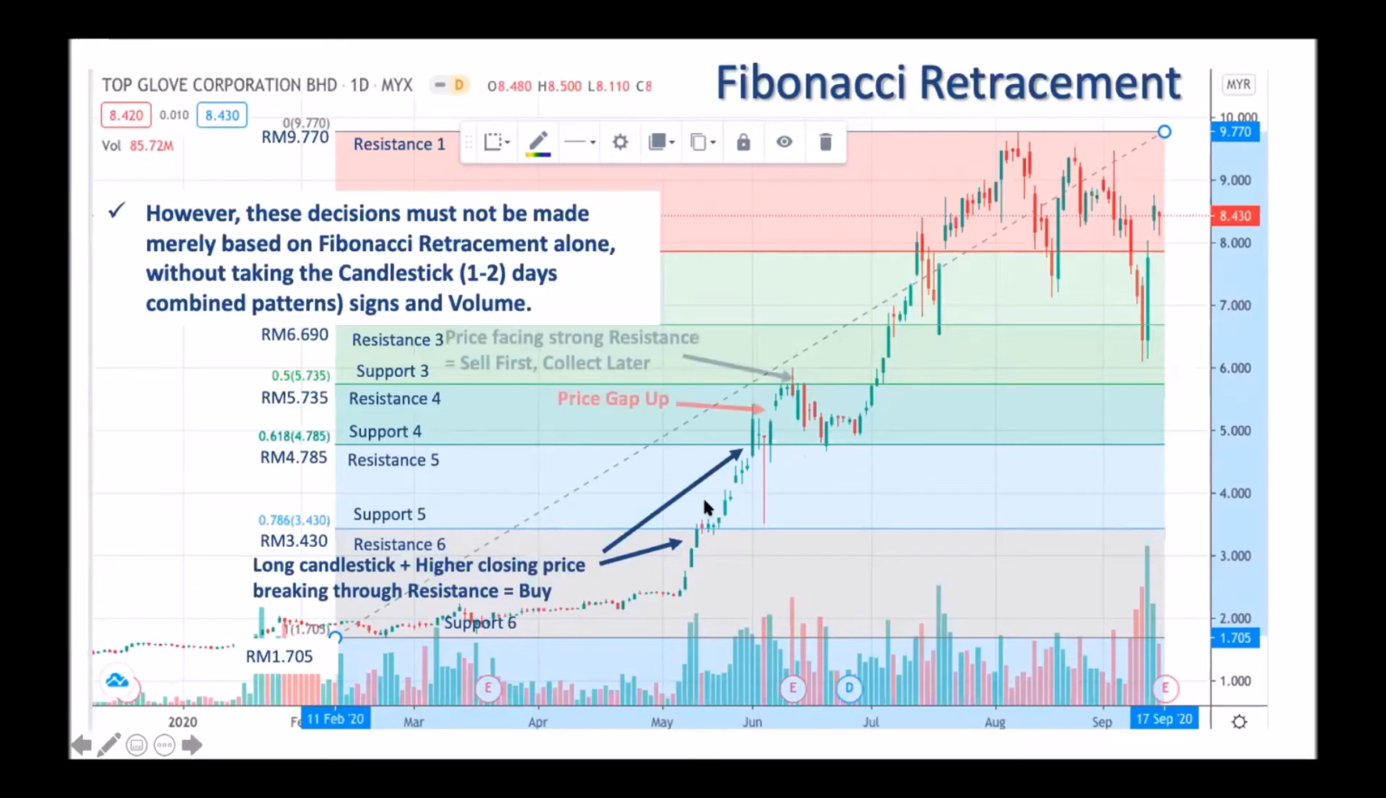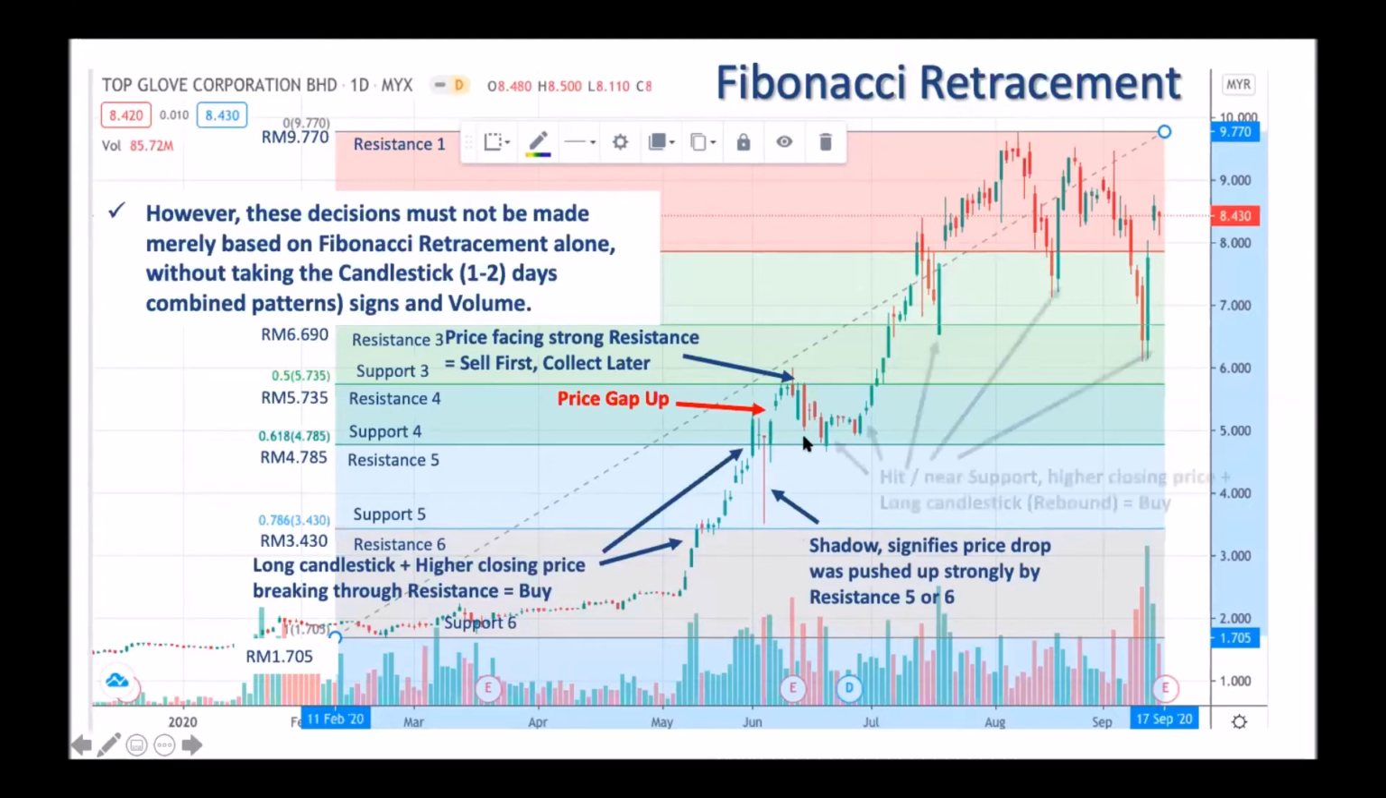So this is a good sign to buy. Sometimes there is a price gap. Remember, beware of the price gap. When it comes here, you find that it may be difficult to go up. The price is facing strong resistance, so sell first. You can collect later on. You can see this line is quite extraordinary. It's a shadow, signifying the price drop was pushed up strongly by resistance. It's very fast. In no time, it came out already.